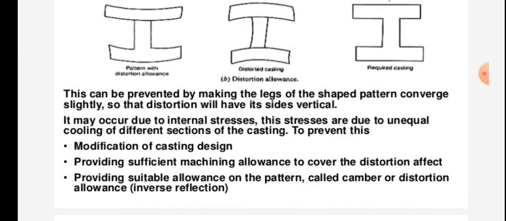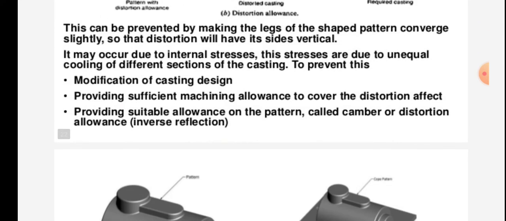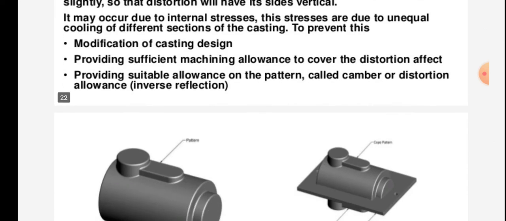Required casting. This can be prevented by making the legs of the U-shaped pattern converge slightly, so that after distortion it will have its sides vertical. It may occur due to internal stresses. These stresses are due to unequal cooling of different sections of the casting. To prevent this: modification of casting design, providing sufficient machining allowance to cover the distortion effect, providing suitable allowance to the pattern called camber or distortion allowance, inverse reflection.